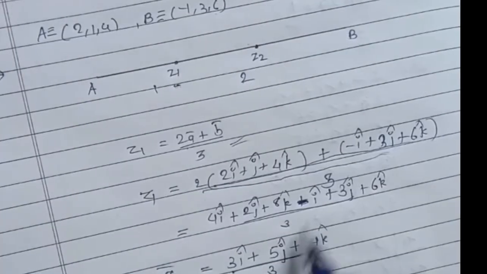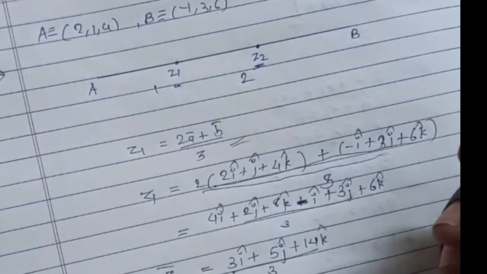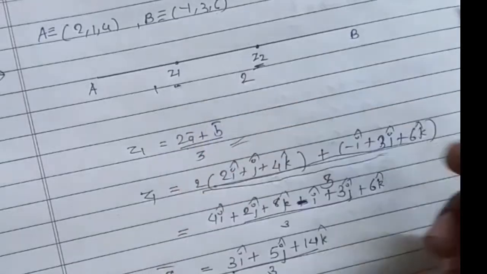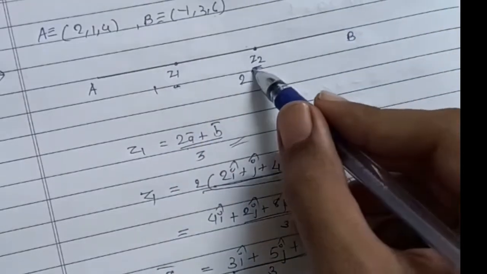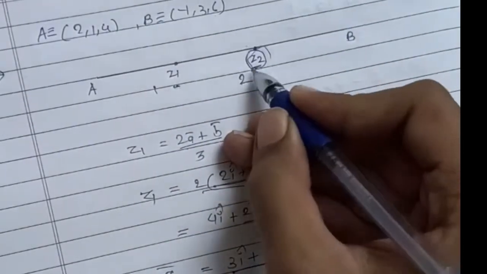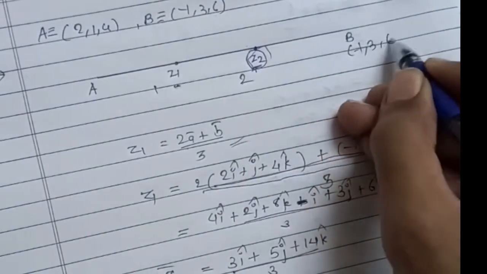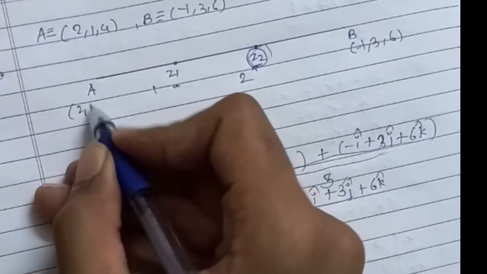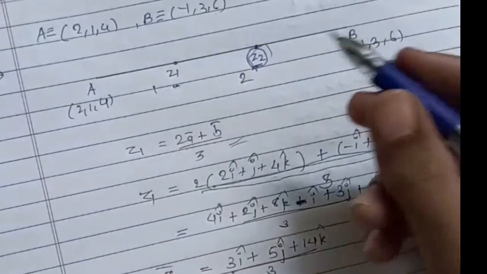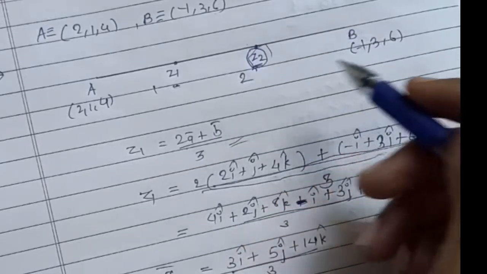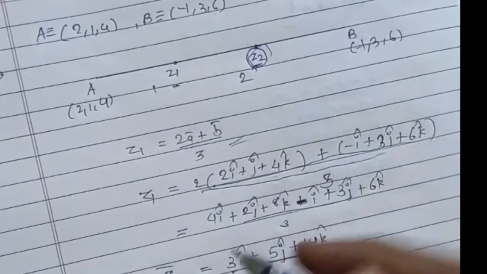Now next is z2. In this case z2 lies in between B and z1, like a midpoint of B and z1. We have the coordinates of B as (-1, 3, 6) and the coordinates of z1. So z2 lies in between z1 and B, so z2 is the midpoint.